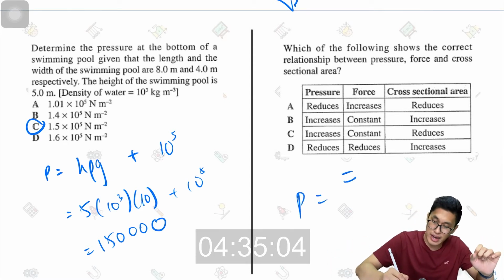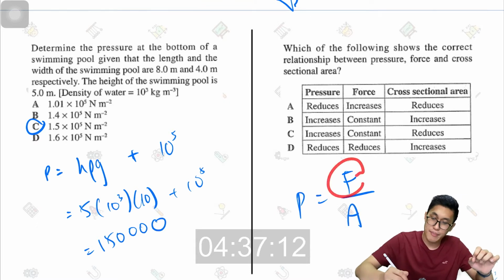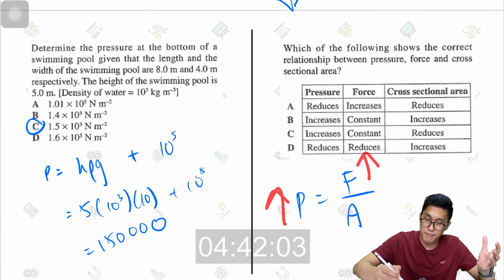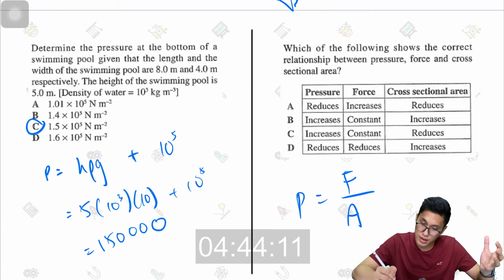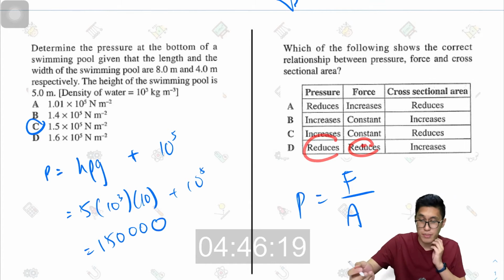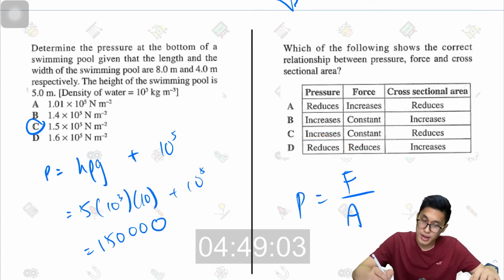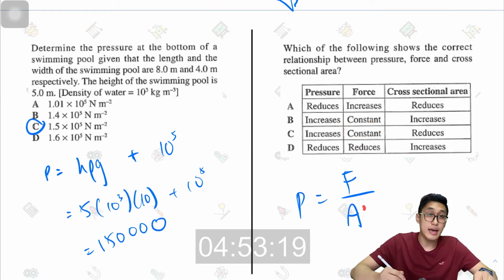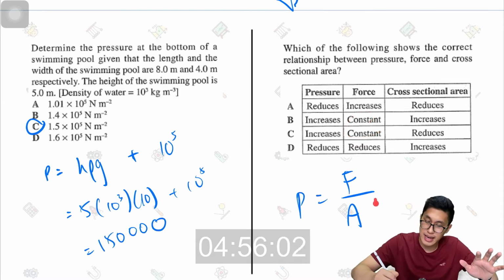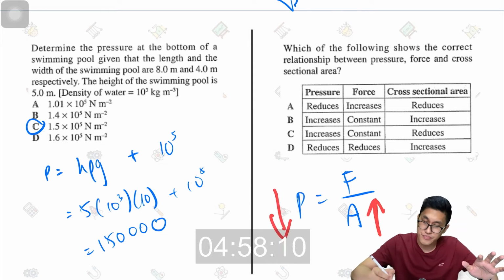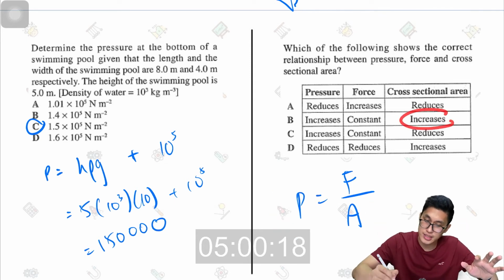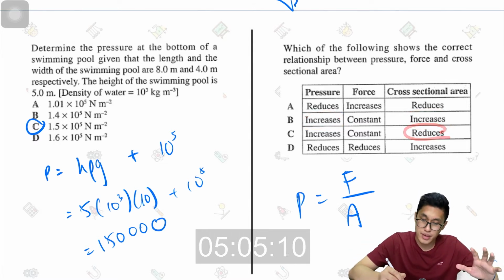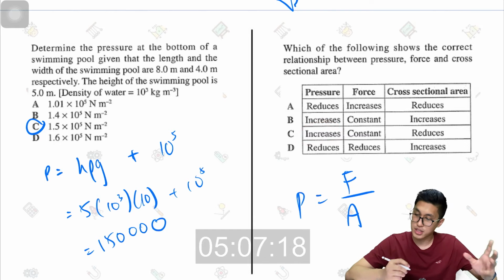So P is equal to F over A. So F and P are directly proportional. If F goes up, P goes up. So we have to look at, okay, so reduces and reduces, this one is possible, okay? Let's say if the force is constant, then A and P are inversely proportional. As A goes up, P goes down, right? So if A increases, pressure should decrease, so that's wrong. If A reduces, then pressure increases, that is correct, okay?